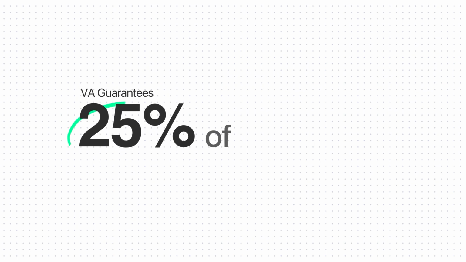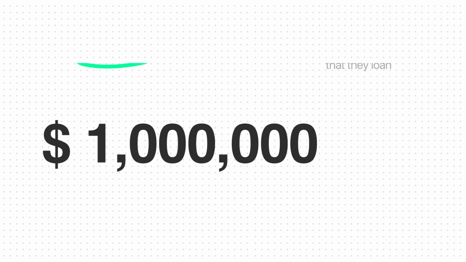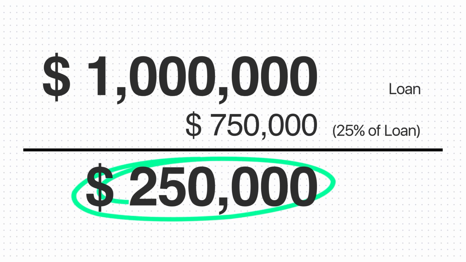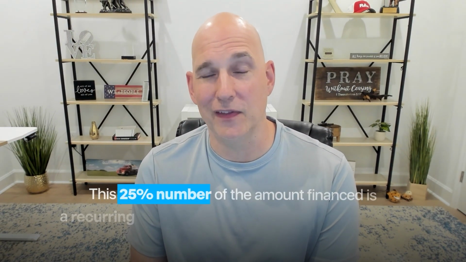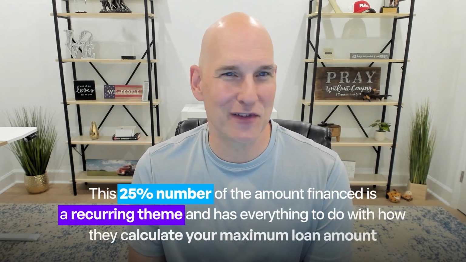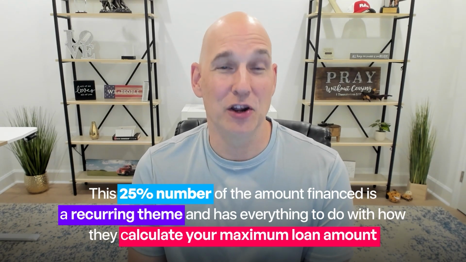The third consideration by the VA is what's called the VA guarantee. Before we get into the calculations, we should talk about how the VA guarantee works. The VA guarantees the lender 25% of the amount that they loan. So on a $1 million loan, the guarantee in the event of default is as much as $250,000. Now I'm going to shortcut this a bit, but just remember that this 25% number of the amount financed is a reoccurring theme in the world of VA, and it has everything to do with how they calculate your maximum loan amount.